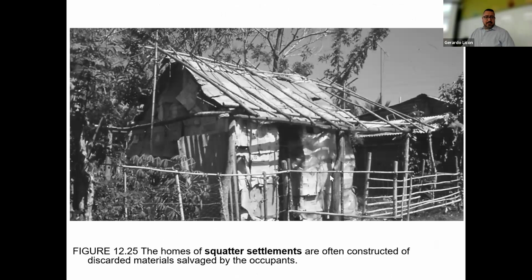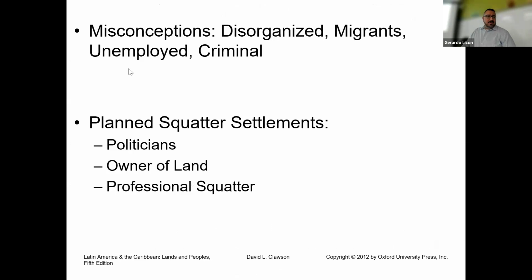Squatter settlements. So this is, I think, what is popularly imagined when we think of a squatter settlement. And so along with that are these misconceptions that they're disorganized, that migrants are the people who live there, that they're unemployed, and that they're criminals. But what Clawson introduced us to in this chapter is that a lot of these squatter settlements are actually pretty well planned. And that there are three important players in the creation of them.